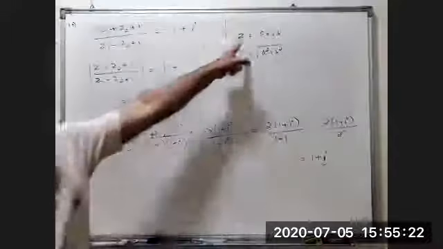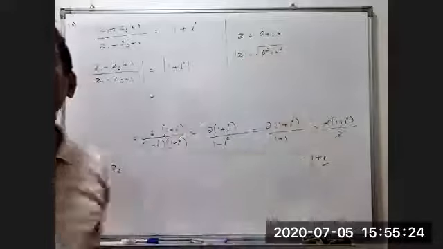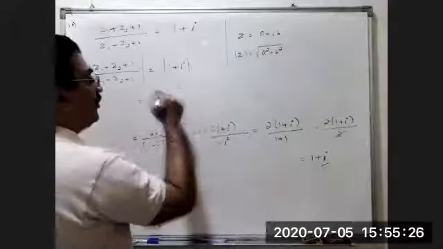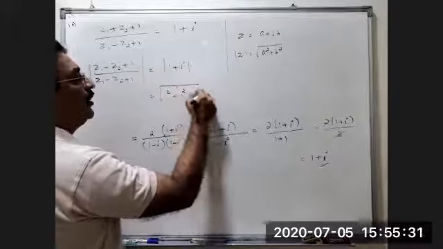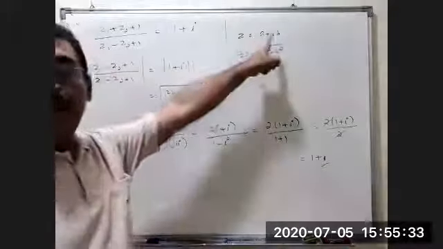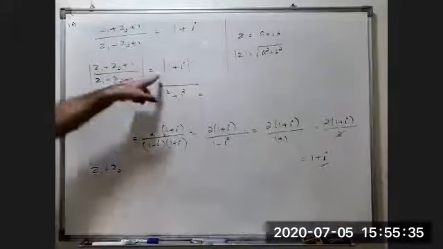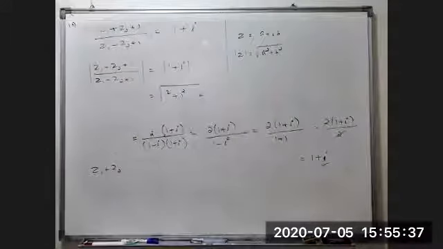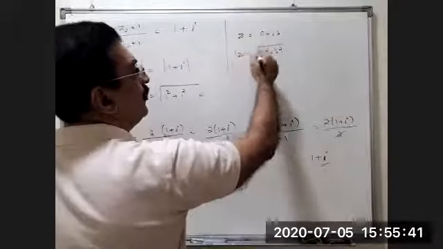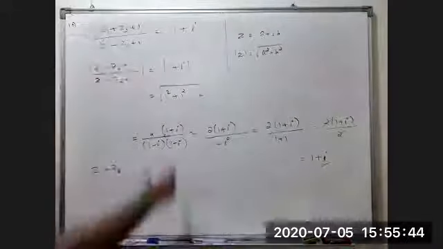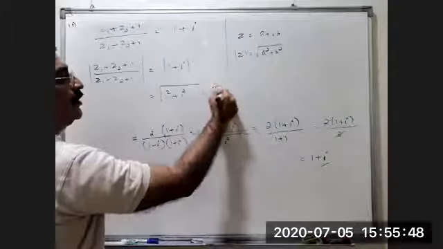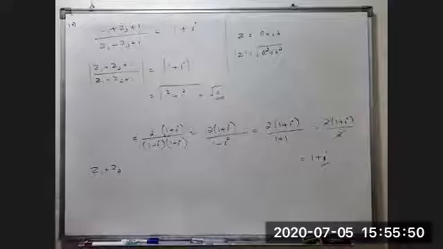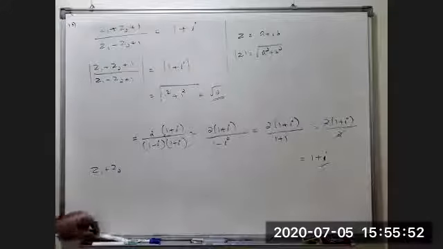And how will you find modulus of a plus ib? Modulus of a plus ib is root of a square plus b square. So modulus of 1 plus i is root of 1 square plus 1 square, which is root 2. Root 2 is the answer. That's it.